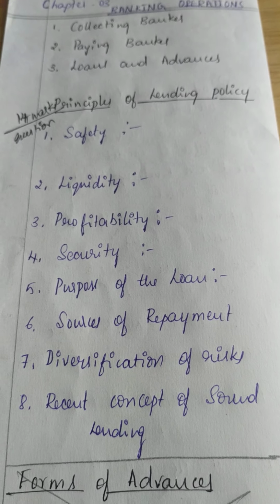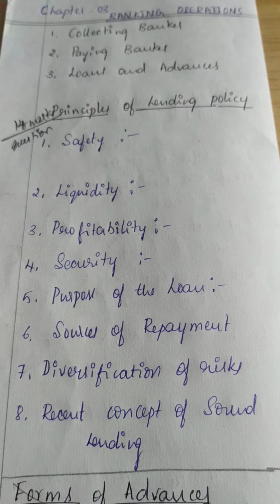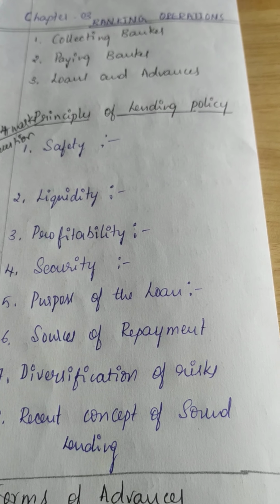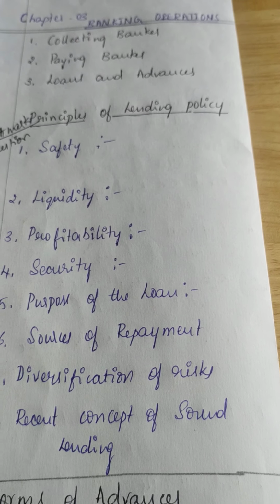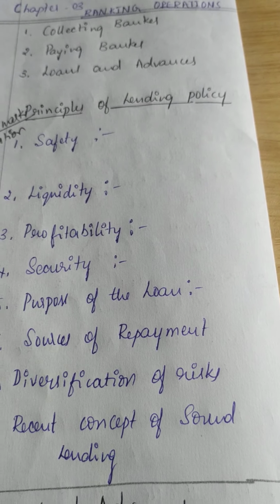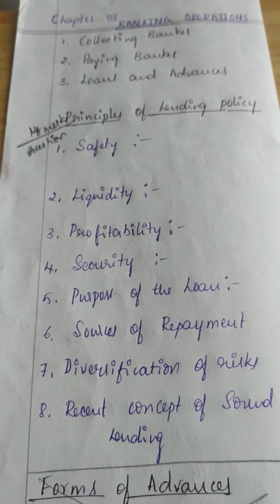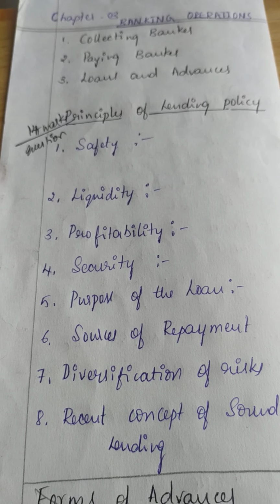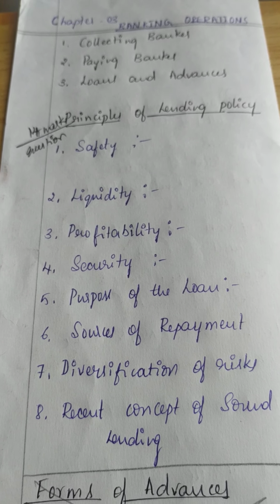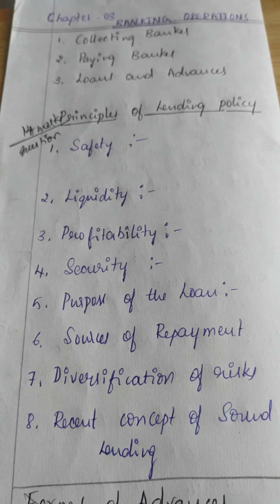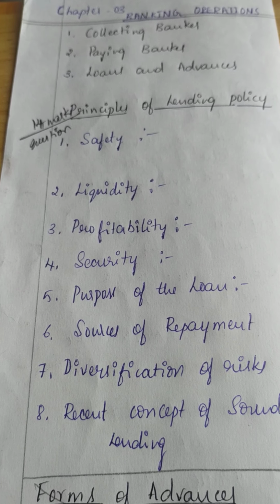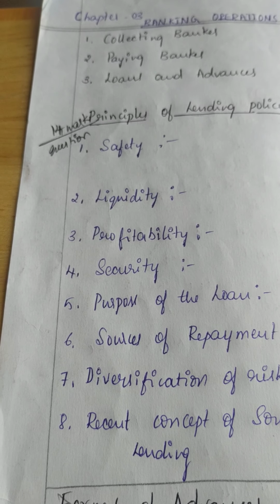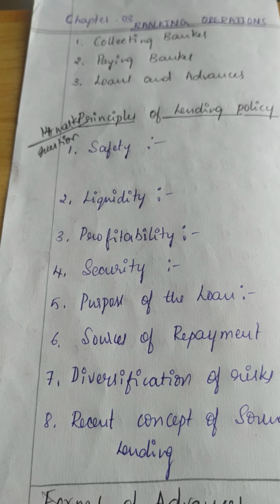Next one is security. The customer may offer different kinds of security, for example land and building, machinery, goods and raw materials to get advances, and some other insurance policies or insurance bonds also. That means whenever the customer receives the loan amount from the bank, at that time he deposits some of the instruments or some of the assets with the bank. Okay, this is also one of the principles.